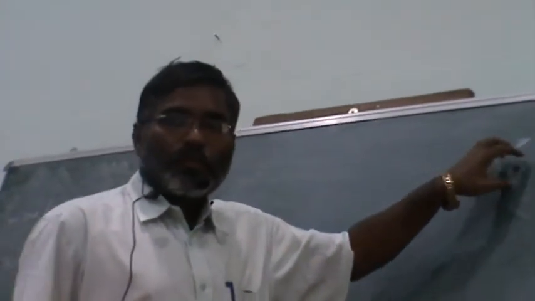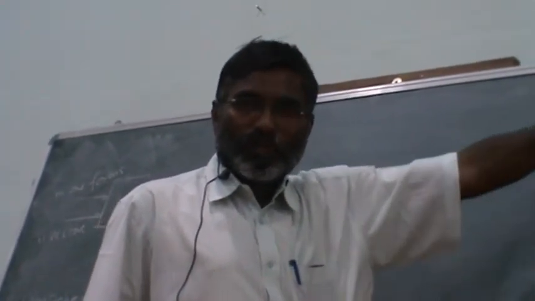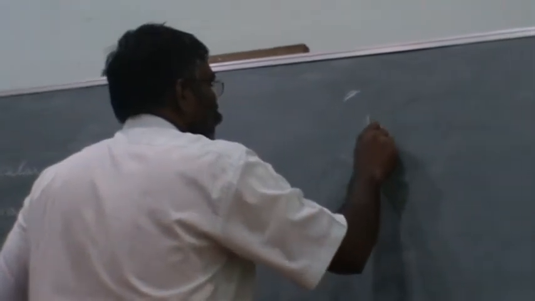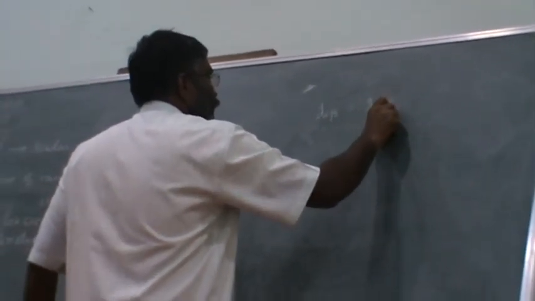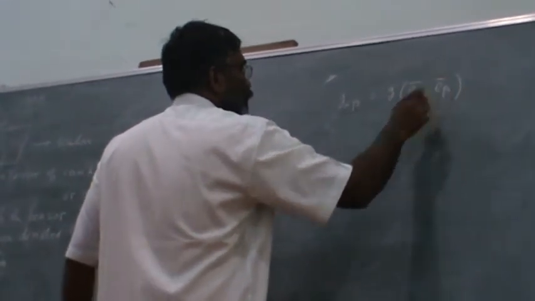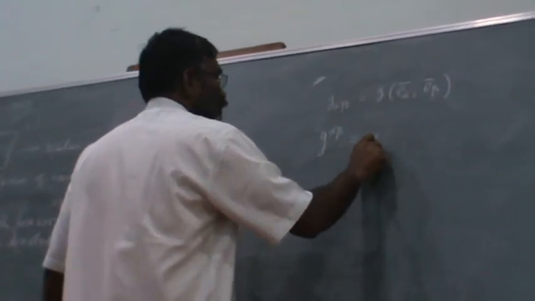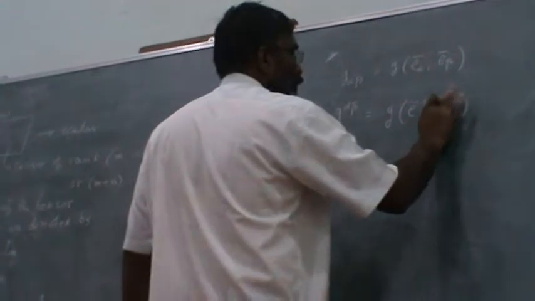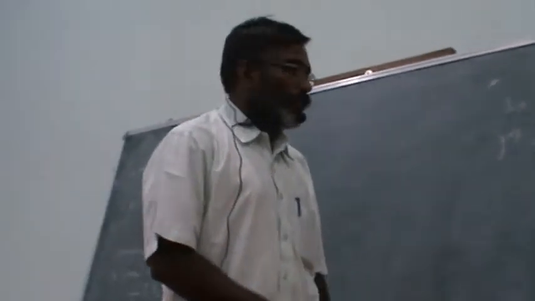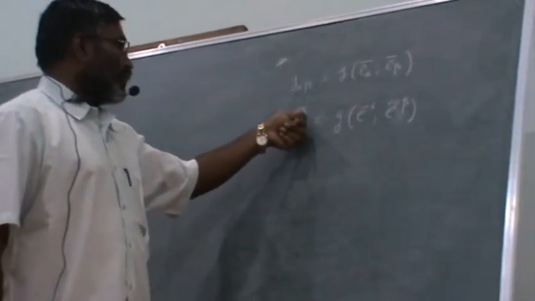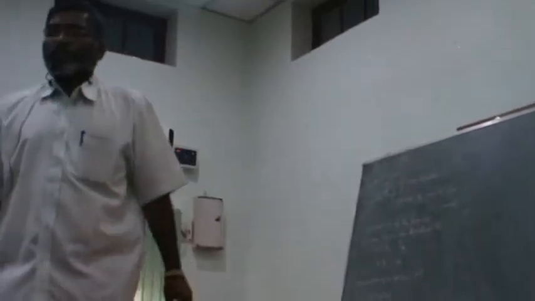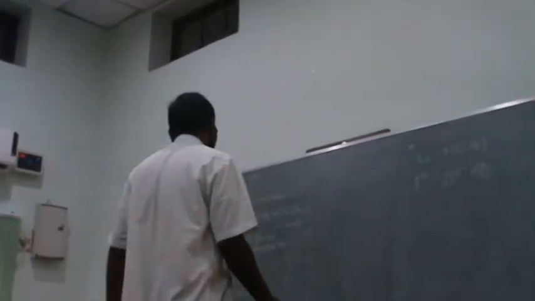That is why in the metric tensor we had g superscript alpha beta when two one forms are going, and g subscript alpha beta when two vectors are going. You remember this? g^{alpha beta} is equal to g of e^alpha, e^beta, whereas g_{alpha beta} is equal to g of e_alpha, e_beta. So when two one forms are going, then you have superscripts. When two vectors are going, then we have subscripts. So this is a general notation.